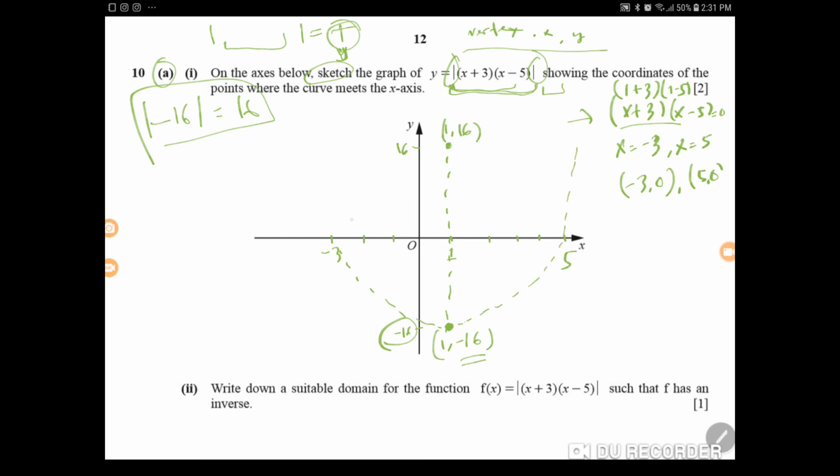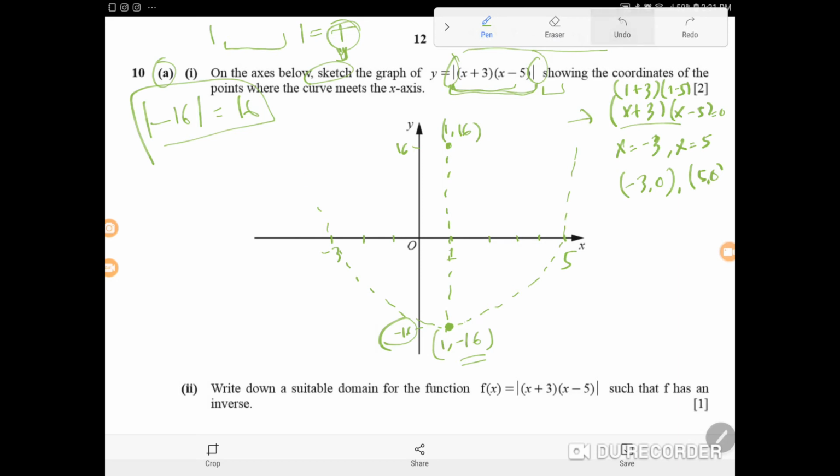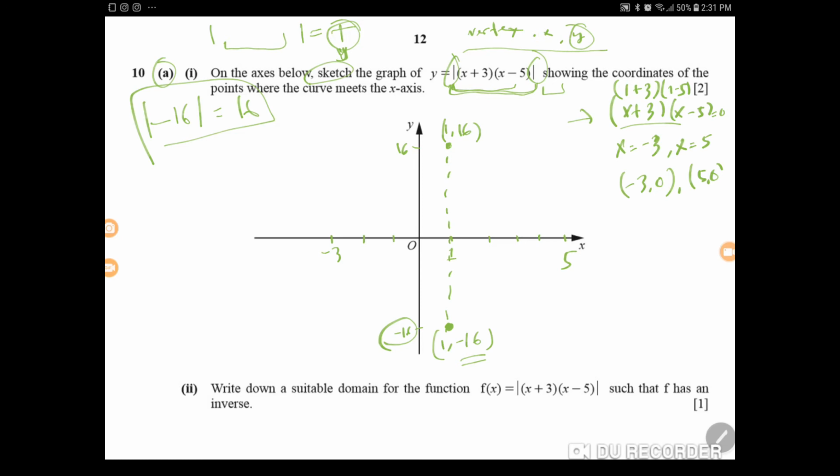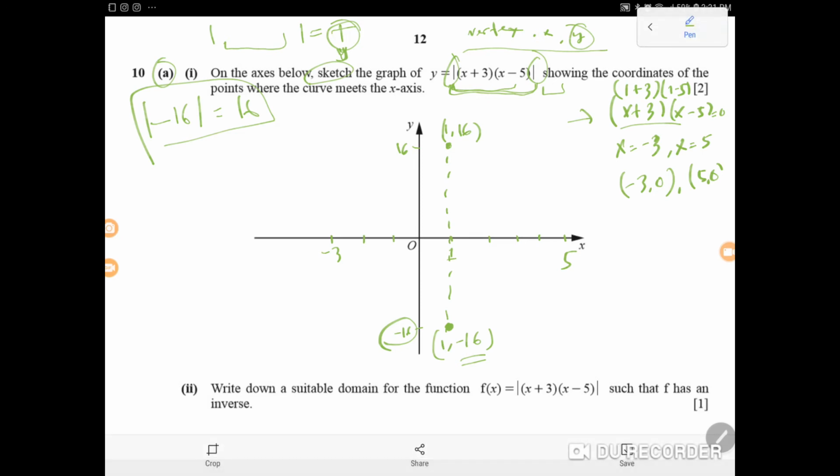Like this, instead of sketching it like that, I'm gonna sketch it another way. Since I've flipped the negative 16 up, I've got to sketch it in this way. Oh, by the way, I can also find my y-intercept to make it easy for me. So how do you get the y-intercept? It is when x equals 0.